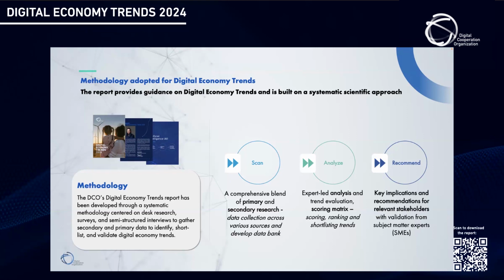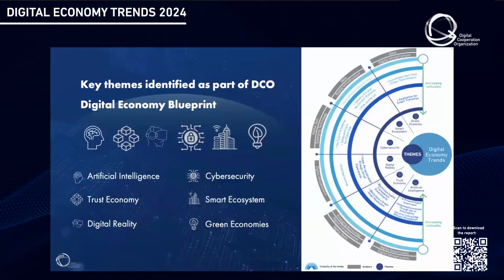In the analysis phase, the expert team formulated an evaluation framework and established cooperation with domain experts to assess the identified trends. These trends were ranked and scored based on specific criteria to determine their importance for inclusion in the final report. The outcome of the analysis stage is a final set of 6 trend themes. And finally, in the last phase of our methodology, the recommend phase, we offer key implications and recommendations for the stakeholders within the digital economy. Next slide, please.